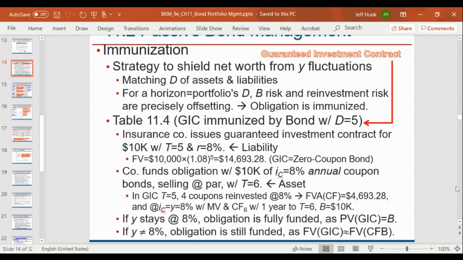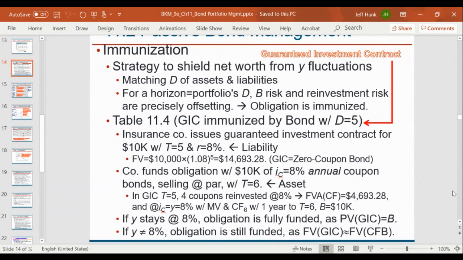Just like immunizing against some disease by taking a vaccine shot, immunization here, in this context, means immunizing your bond holdings against interest rate fluctuations. There's nothing you can do about interest rate fluctuations because this systemic risk is coming from the macroeconomic system.